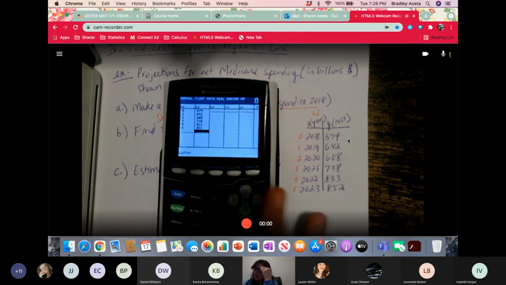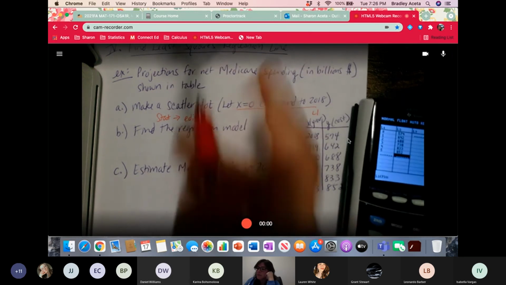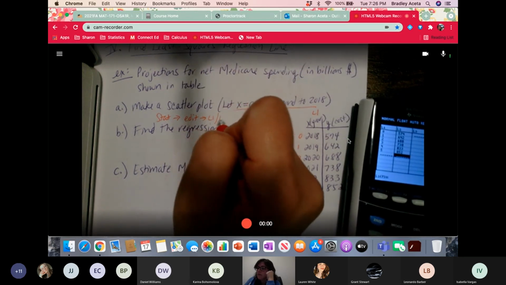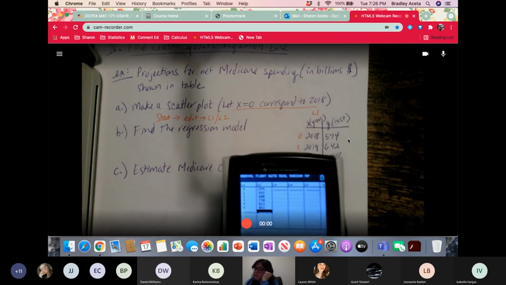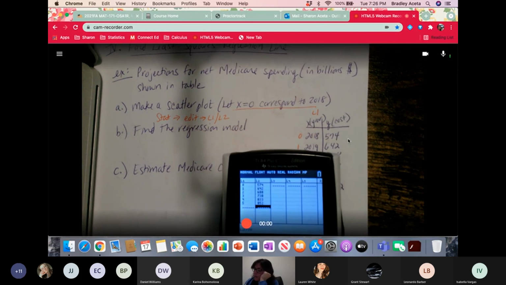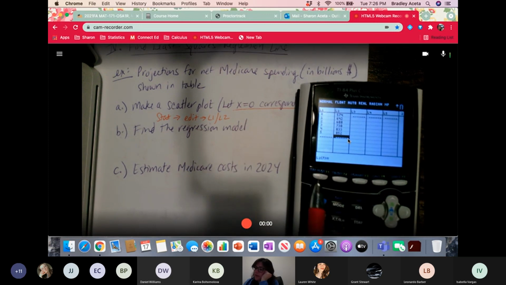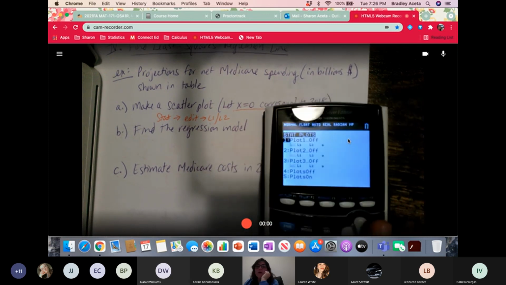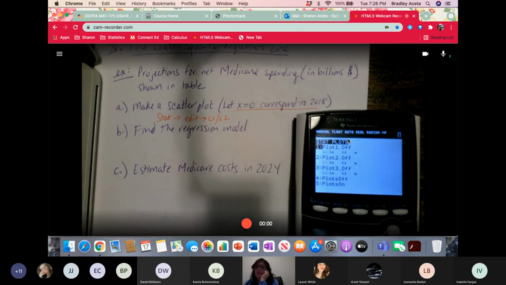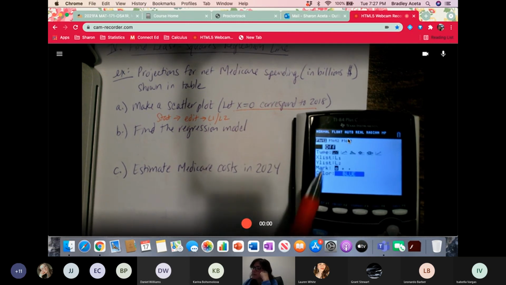Once you do that, to make the actual scatter plot, you do L1, L2. To make the scatter plot, you go to second and hit Y equals. And right now, if you can see it without the glare, there we go. It says plot 1 is off. Well, we want to turn it on. So if you hit 1, right now it's flashing on the word on. And so I'm going to actually hit enter. I want to turn it on.